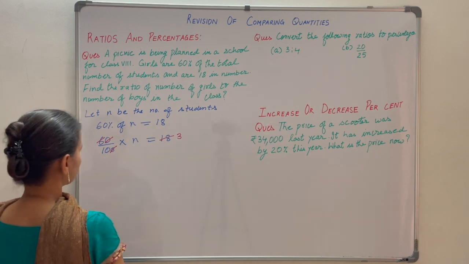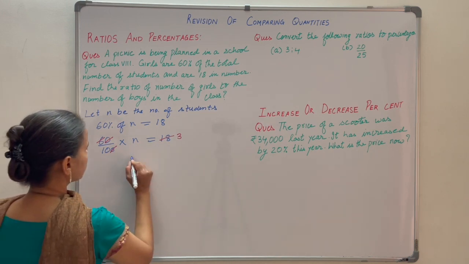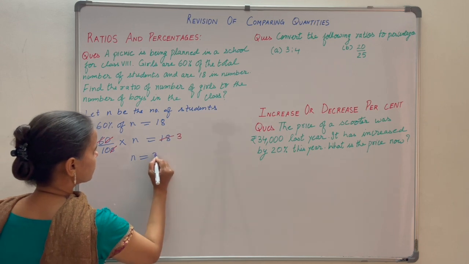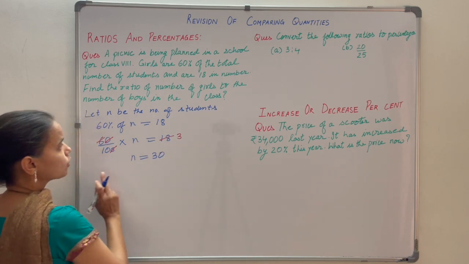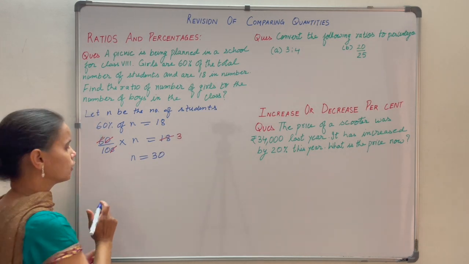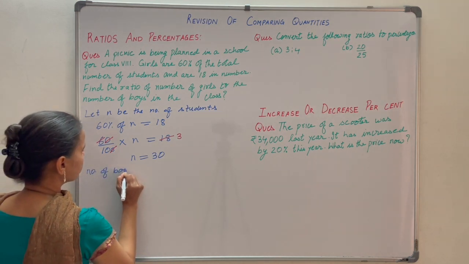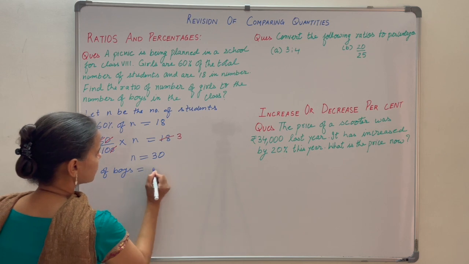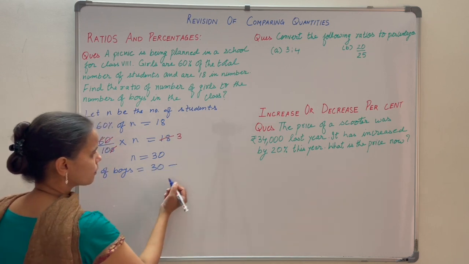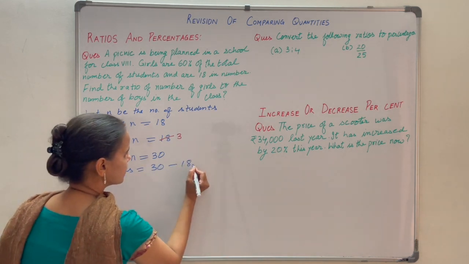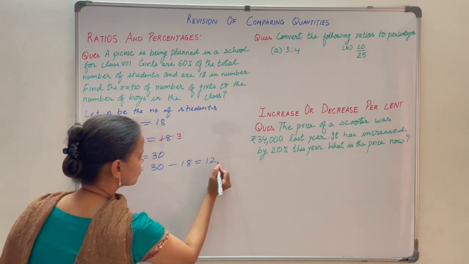So you can cross multiply. So n is equal to 10 into 3. So n is equal to 30. So total number of students is 30. So how much is the number of boys? From the total number of students, that is 30, you need to subtract the number of girls, that is 18. So you get 12 boys.